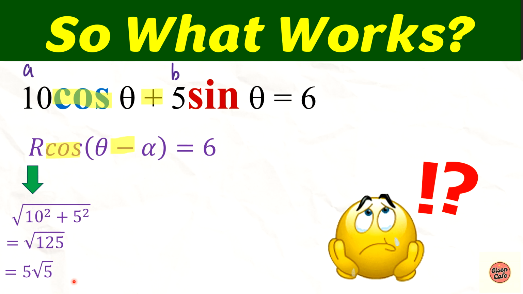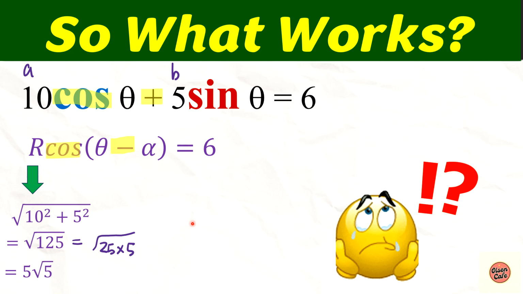Now, for those of you who are still not familiar with how to simplify a surd, what you need to do is to simply rewrite the surd into a product of a perfect square number times another number. That is how I derive 5 root 5. So with this, I have R.